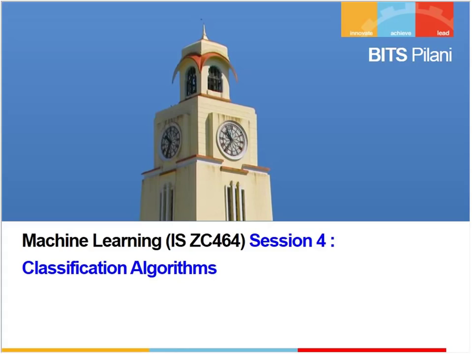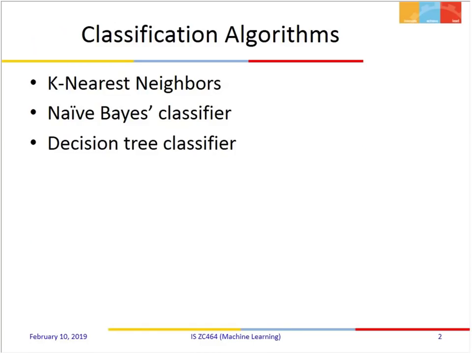Hello everyone. So today we will discuss classification algorithms. So today we have in our agenda the discussion on these three algorithms. These are k nearest neighbors classifier, naive Bayes classifier, and decision tree classifier.